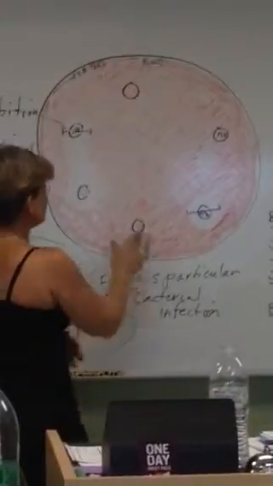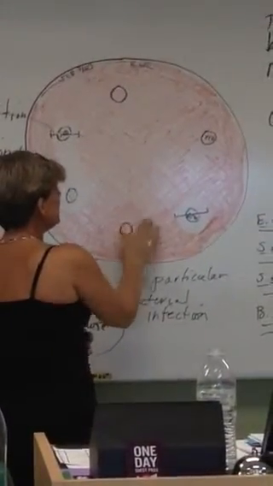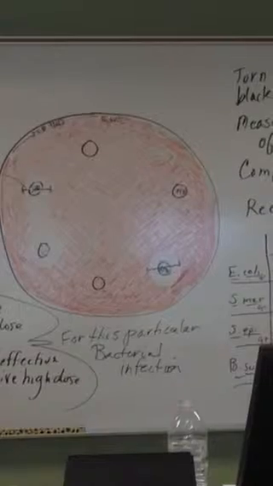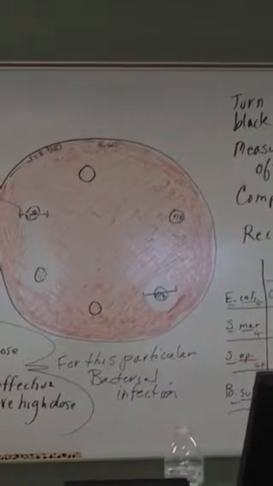Sometimes you'll get a fuzzy zone of inhibition. If it's fuzzy, don't measure it. Only measure where it's clear, because if it's fuzzy, it's not completely inhibiting the bacteria. So that wouldn't be a good choice of an antibiotic.